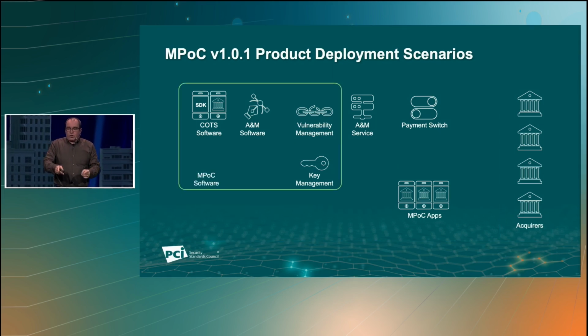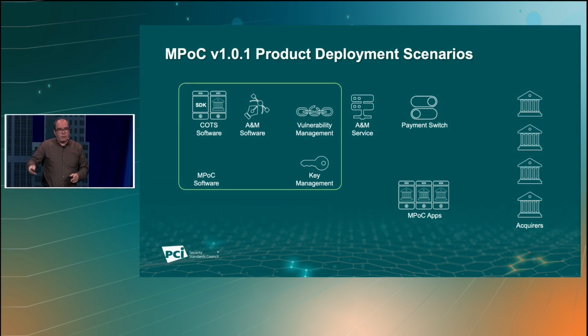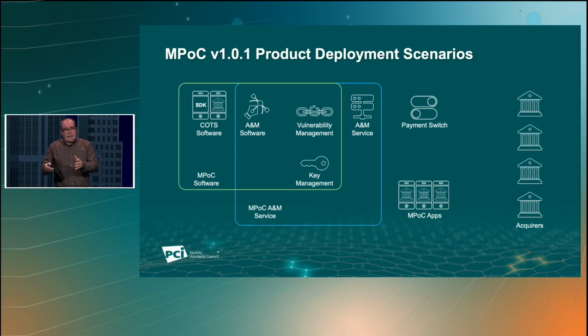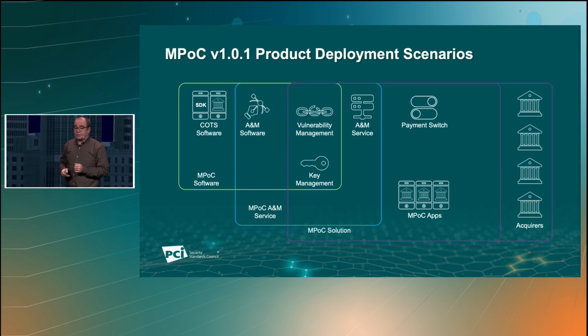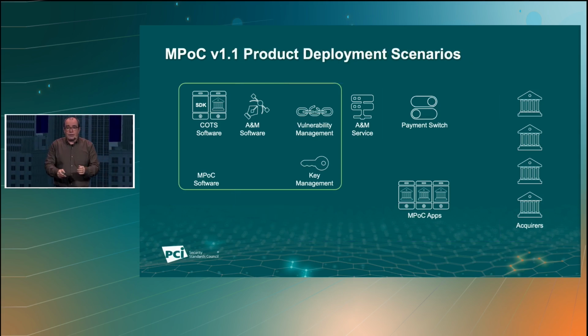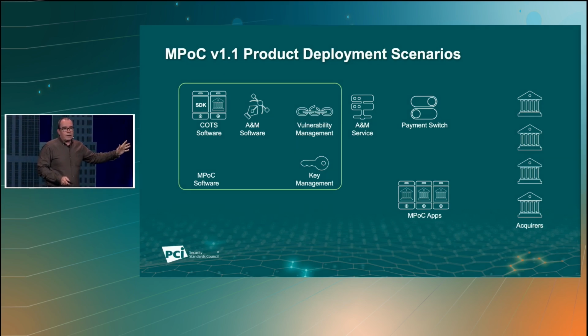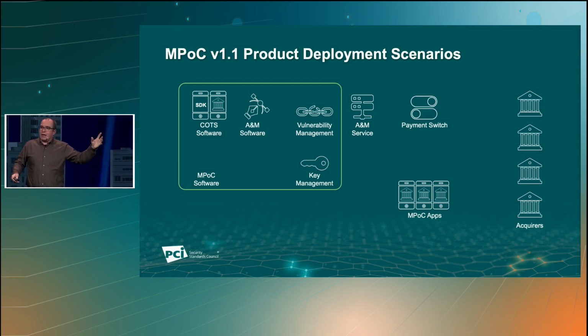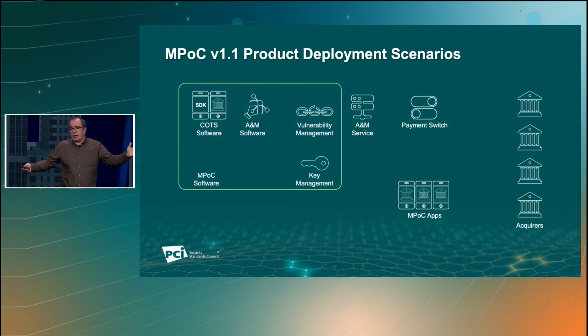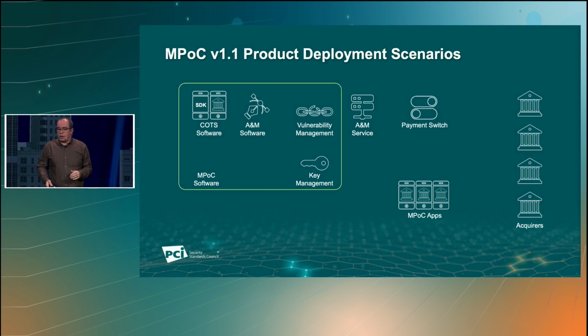But in version 1.0.1, you'd also have an MPoC software product that could include an MPoC application, must include an MPoC SDK, and has some aspects of vulnerability management and key management. You have the A&M service, as I've mentioned, and then you could build a solution on top of those products. So what we've done in version 1.1 is we've said, okay, the existing ways we did things weren't necessarily broken, but we want to expand them a little bit. So you can still have an MPoC software product that's essentially the same thing as it was in version 1.0.1.